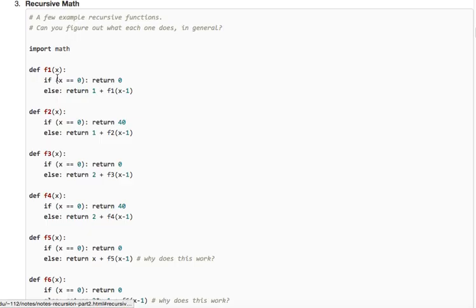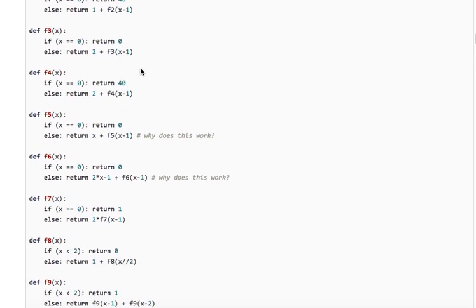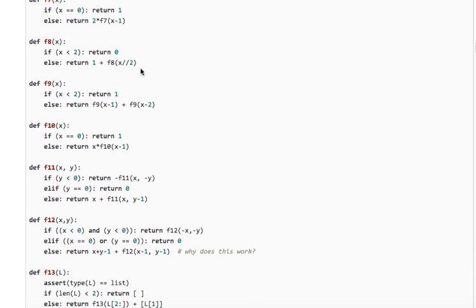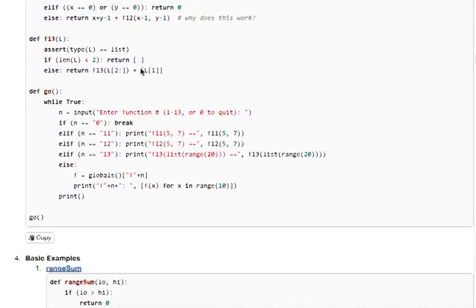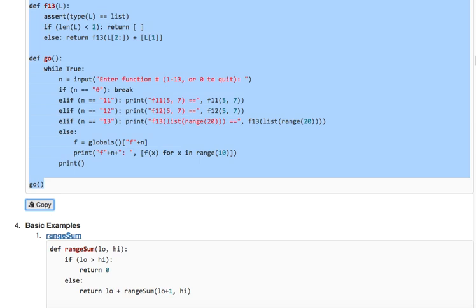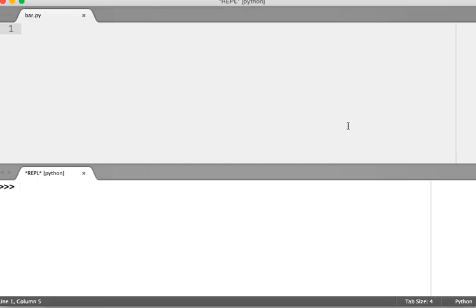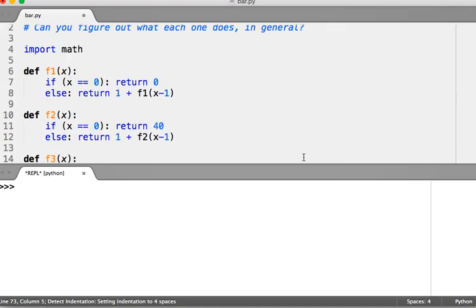Recursive math. All right, let's look at some examples of some recursive functions. These are not necessarily functions that you would write, but we're going to try to reason over how they work mathematically. So for that, we'll go here, we'll copy this, and we'll paste it here. And here's a bunch of functions.